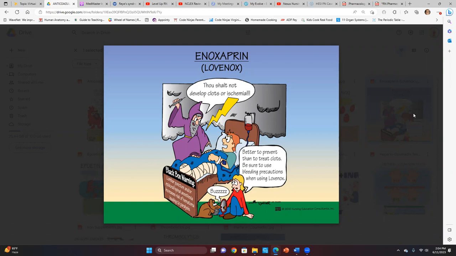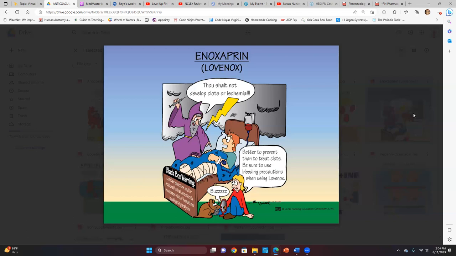Okay, we also want to monitor for signs of bleeding. Again, this medication comes in a clear glass syringe, and the medication itself should be clear with no particles or discoloration before we inject it. And then we also have to monitor for signs of bleeding.